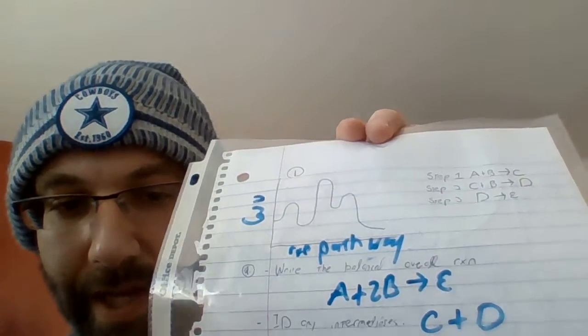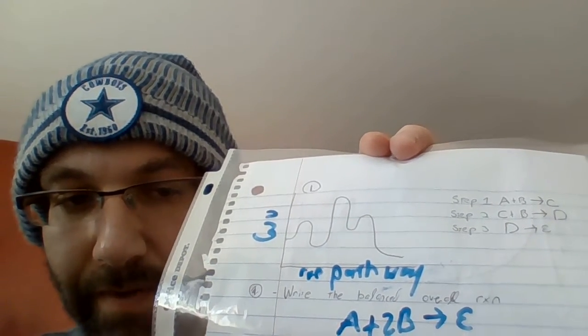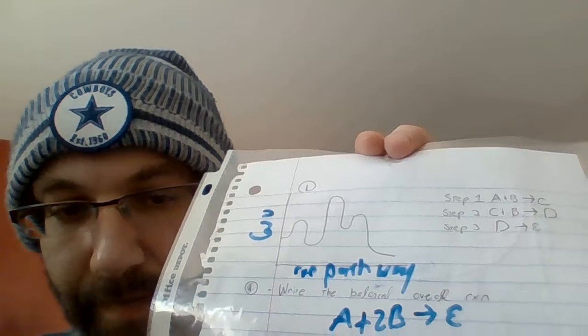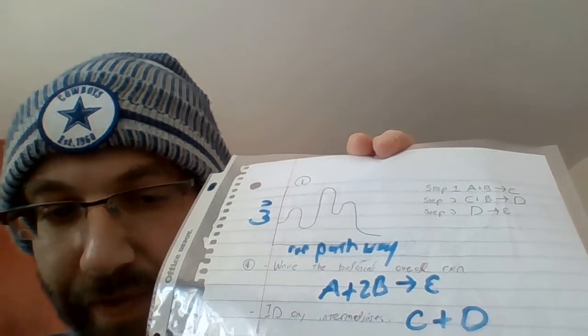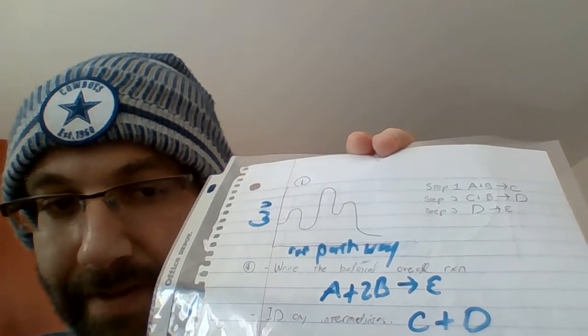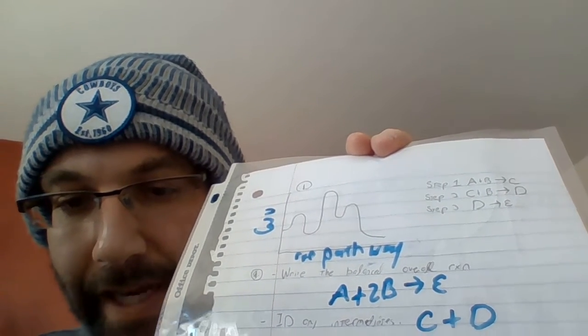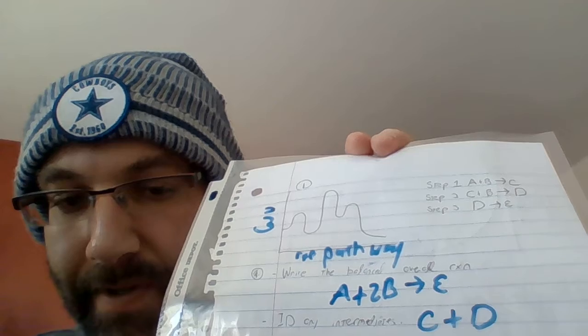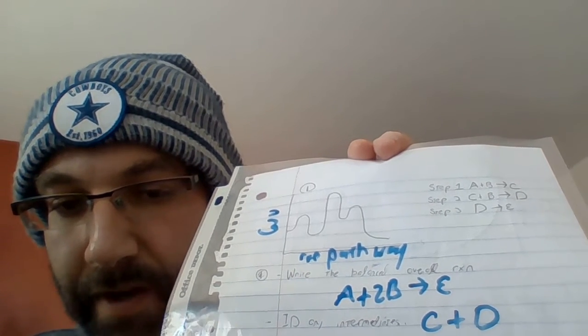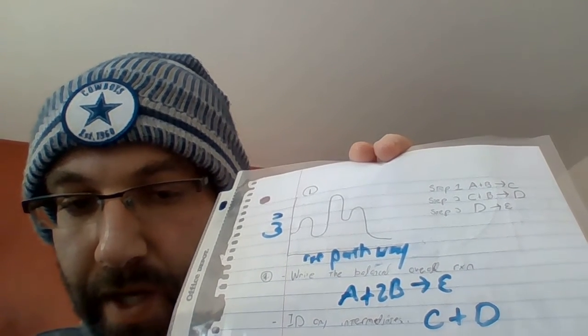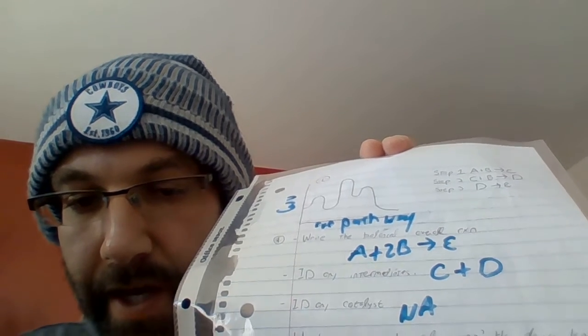Anyway, for the balanced equation overall, if we just add everything up and cross things out, we get A plus 2B produces E. By doing that, we figure out that C and D are both intermediates. C is produced in step 1 and used in step 2, and D is produced in step 2 and used up in step 3. You can have intermediates in the overall reaction, which we don't, and those are our intermediates.